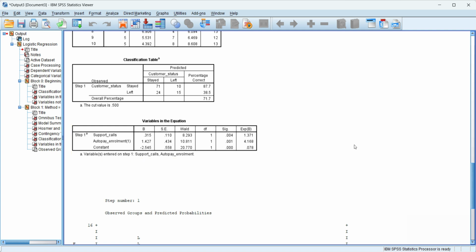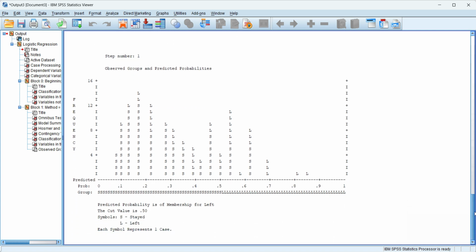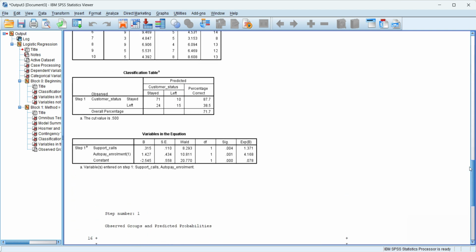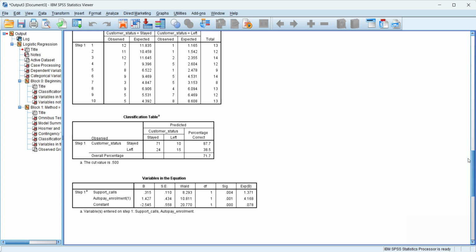So in this way, we do the binary logistic regression analysis in SPSS. We also see the probability plot. The predicted probability is of membership for left. So this was the probability plot to show the probability of the data set. So in this case, we ran the binary logistic regression with one continuous and one dichotomous variable. We can apply other multiple independent variables, including dichotomous and continuous variables. You can also see my other videos with two dichotomous variables and two continuous variables as independent variables.